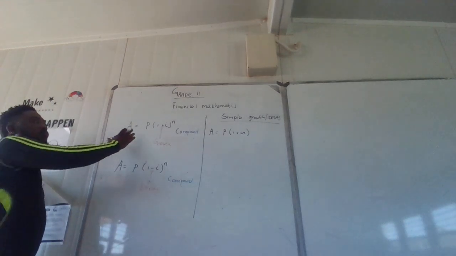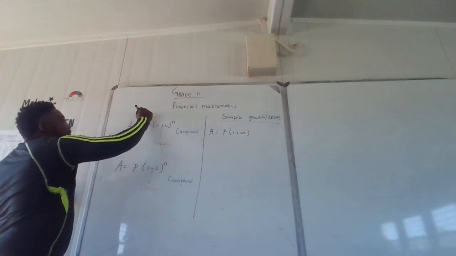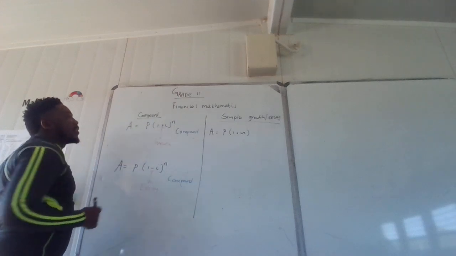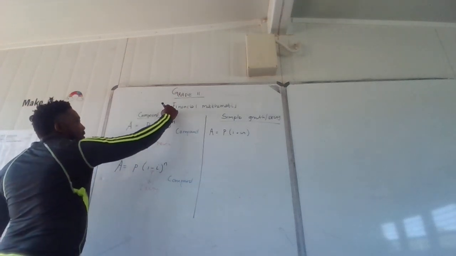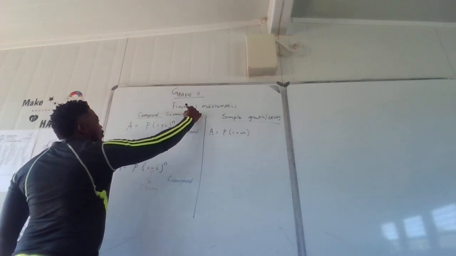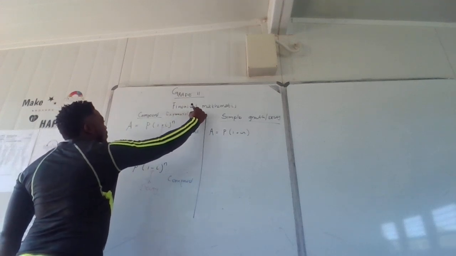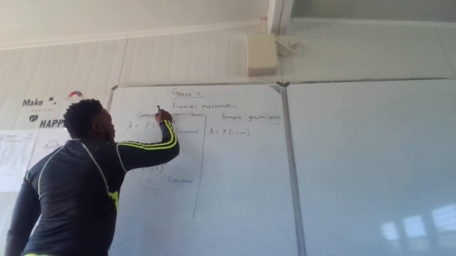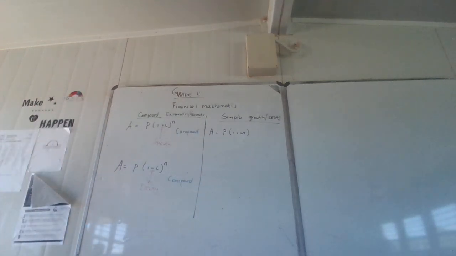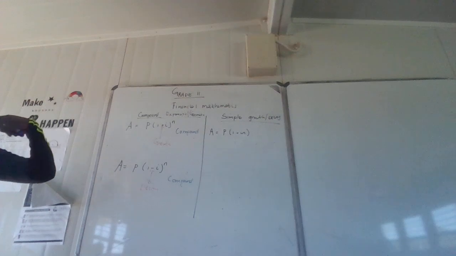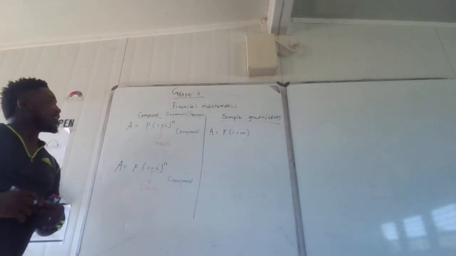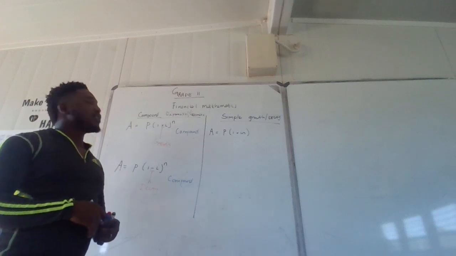This is compound. Let me just write it down. Compound, if you look at it, it's actually exponential, or we can call it geometric, because since we are coming from number patterns, we can simply see that when n is an exponent, then this will be geometric, né?